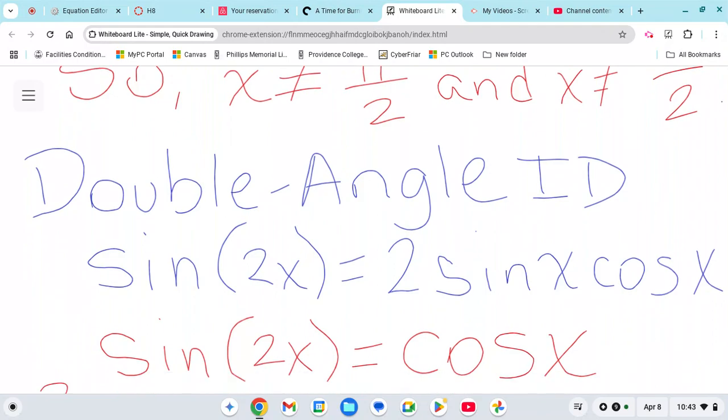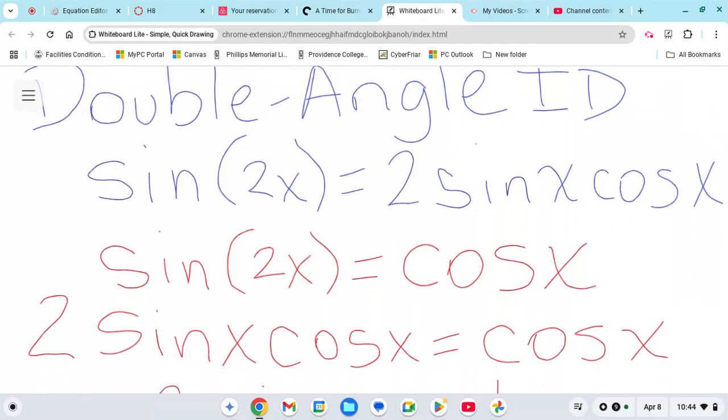Here we go. The double angle identity for sine is this simple. The sine of 2x is equal to 2 times the sine of x times the cosine of x. Okay, we're going to do a little substitution. Back to our original question. We know that the sine of 2x equals the cosine x, and we're going to substitute for the sine of 2x using the double angle identity. So, substituting in, 2 times sine x times cosine x equals the cosine of x.